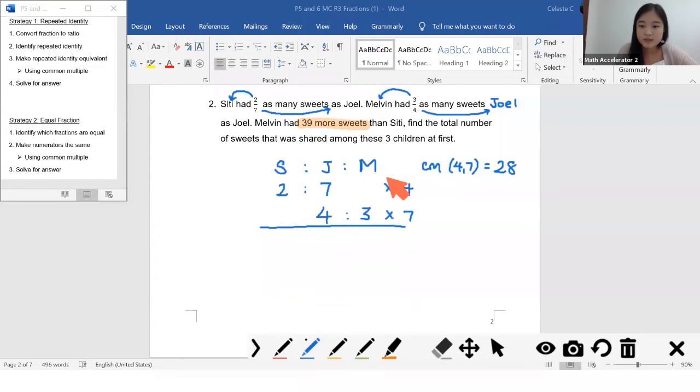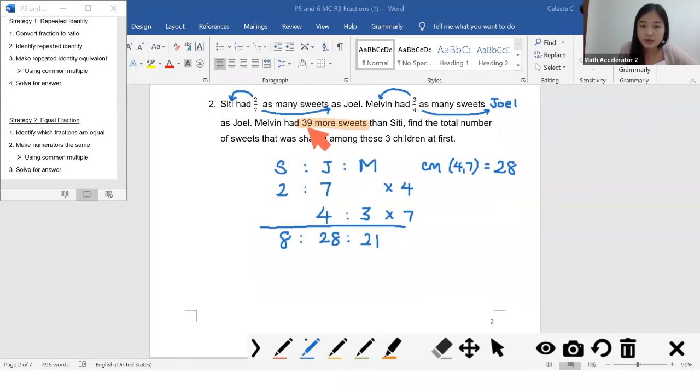Once you've established this, then you can write out your final set of ratio. So 2 times 4, 8. Joel will be our common multiple, 28. How about Melvin? 21, 3 times 7. So you got your final ratio.